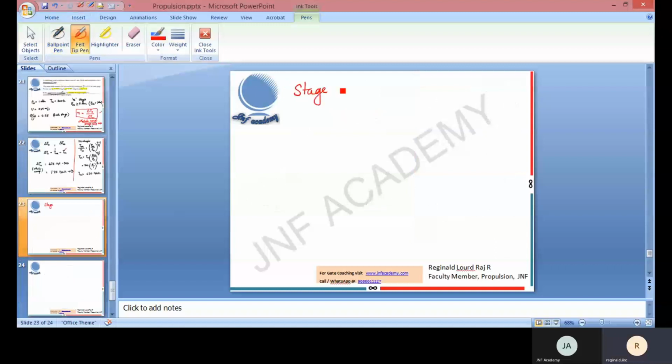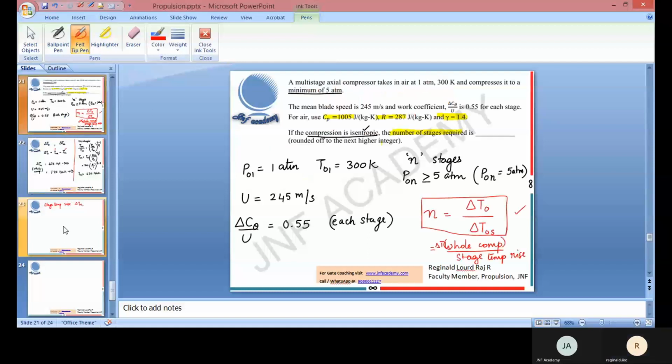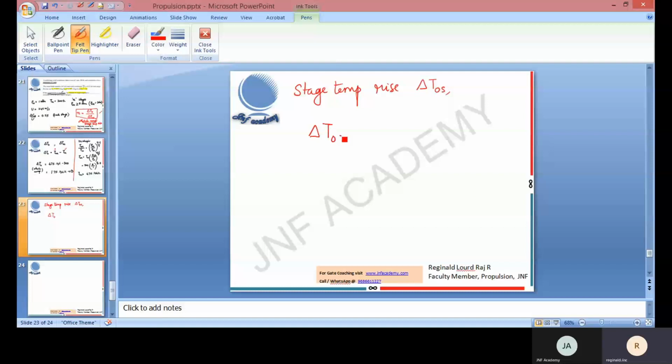Now to find the stage temperature rise, delta T0 stage, we need to use the velocity triangles. So mainly the data from the velocity triangle is delta C theta. So we all know that delta T0 stage is given by U delta C theta divided by Cp. Okay. So the formula to find the stagnation temperature rise is blade velocity into the change in the whirl component, either it's C theta or Cw. Because of the question, I'll write it as C theta. We know this is the formula.